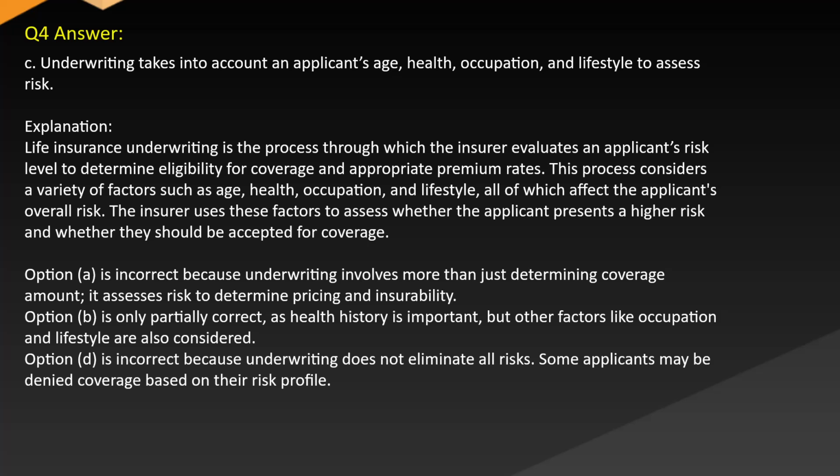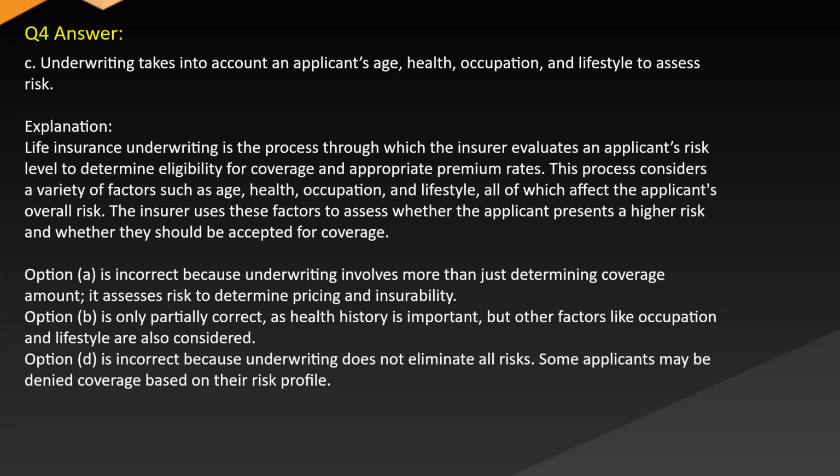This process considers a variety of factors such as age, health, occupation, and lifestyle, all of which affect the applicant's overall risk. The insurer uses these factors to assess whether the applicant presents higher risk and whether they should be accepted for coverage. Option A is incorrect because underwriting involves more than just determining coverage amount. It assesses risk to determine pricing and insurability.